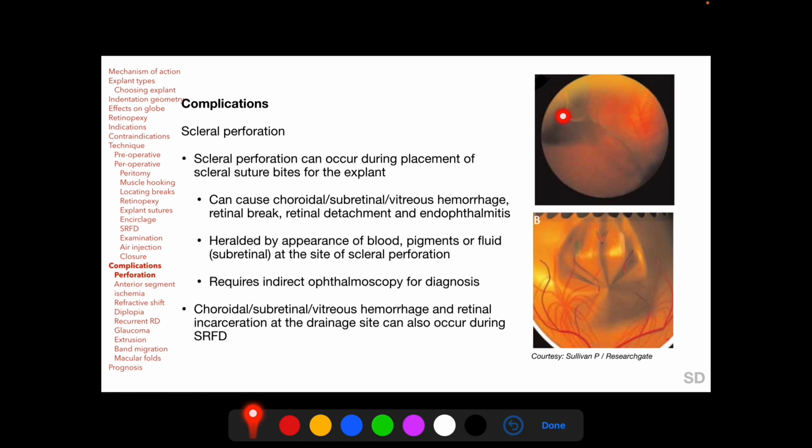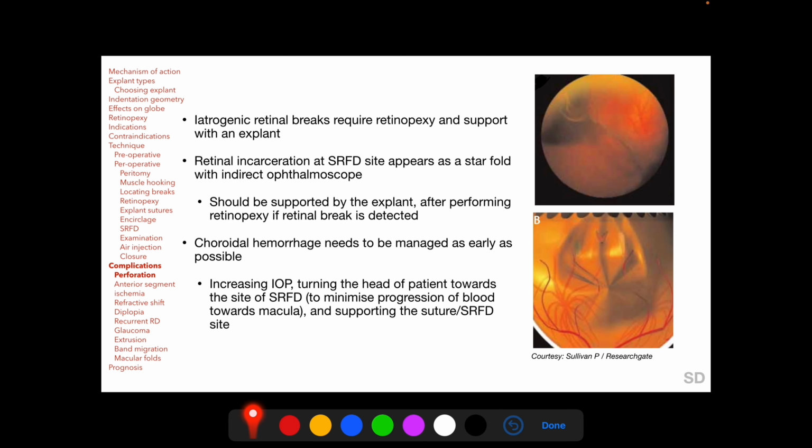This photograph shows occurrence of subretinal hemorrhage, and this image shows occurrence of retinal incarceration during scleral buckling. Iatrogenic retinal breaks require retinopexy and support with an explant. Retinal incarceration at SRFD site appears as a star fold as seen here in this image and should be supported by an explant, after performing retinopexy, if a retinal break is also detected at the site of retinal incarceration.